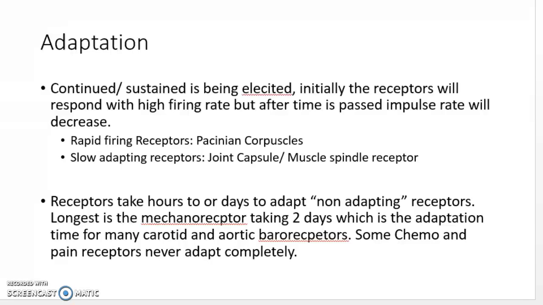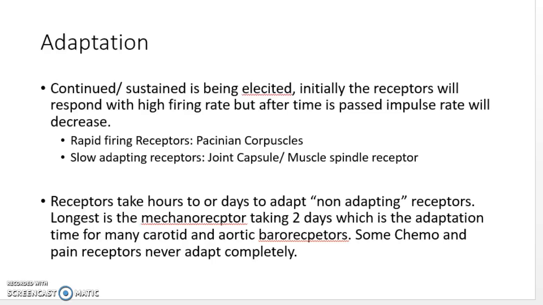Adaptation is when a continuous or sustained stimulus is elicited. Initially, the receptors will respond with a high firing rate, but after time has passed, the impulse rate will decrease. So when there's a continuous or sustained signal, the receptor will respond at a very high firing rate at first, but as time passes, the impulse rate decreases.